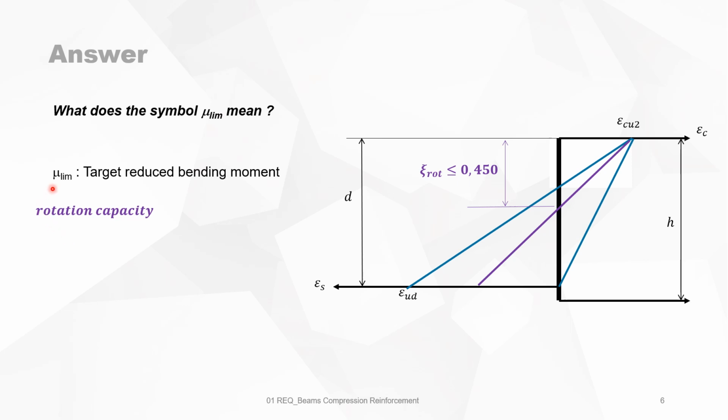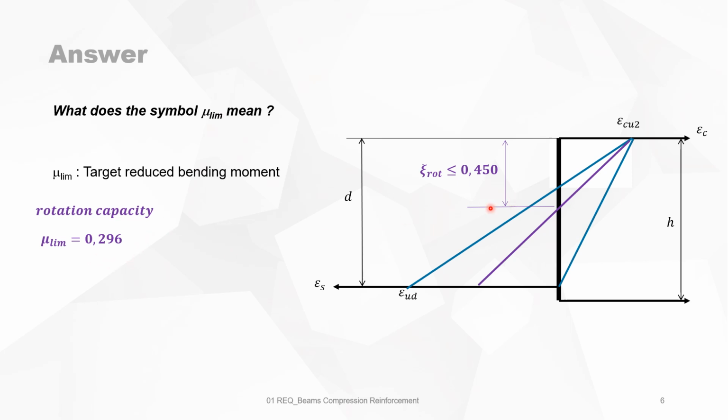To achieve sufficient rotation capacity, the position of the neutral axis or the total height of the compressive zone must be smaller or equal to 0.45 times d. So that defines this line or this load case, and it corresponds with a reduced bending moment of 0.296. So that is the target reduced bending moment.